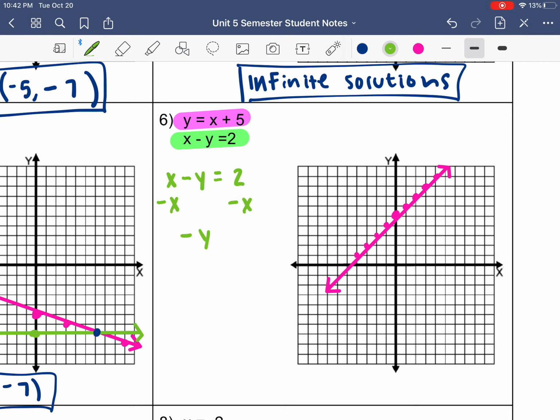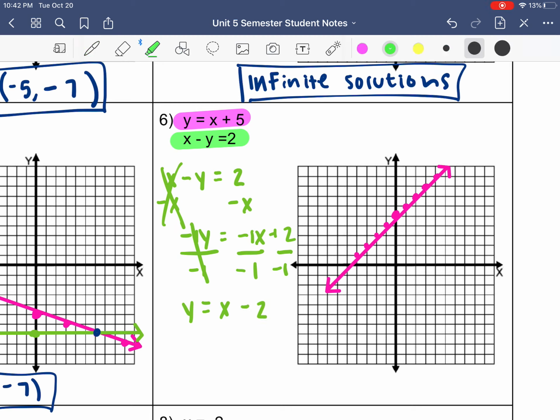That would be negative y equals negative x plus 2. I don't want negative y. I want it to say y equals. So I'm going to divide everything by a negative 1, and that will get rid of that negative sign. So that would be y equals negative 1. X divided by negative 1 would just be positive x. And then 2 divided by negative 1 is negative 2. So now that is something we can graph.